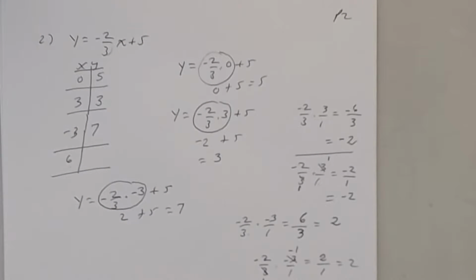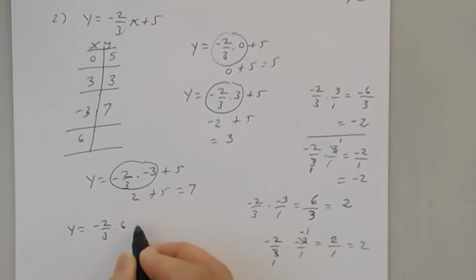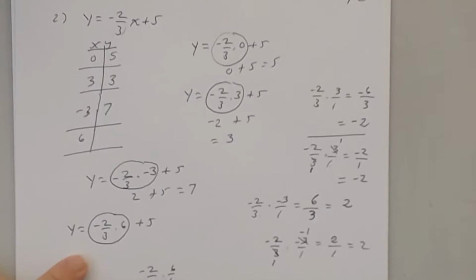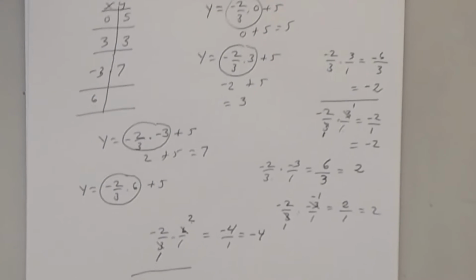And let's do the 6. If x is 6, I get y equals negative 2/3 times 6 plus 5. Let's figure out what this is. I'm going to go off to the side: negative 2/3 times 6 over 1. If I reduce first, I can. 3 into 3 is 1. 3 into 6 is 2. Negative 2 times 2 is negative 4. 1 times 1 is 1. So you get negative 4. If you did not want to do that, you could have just multiplied first.